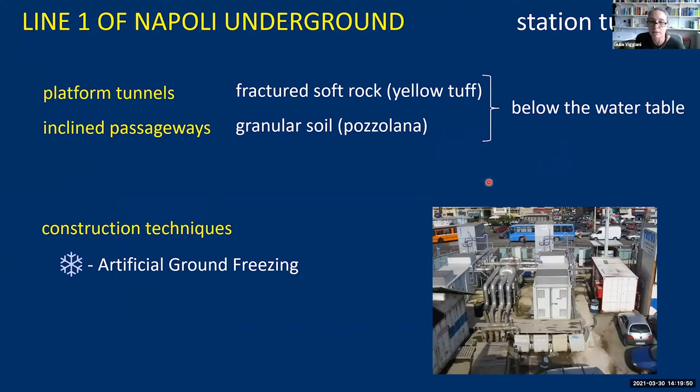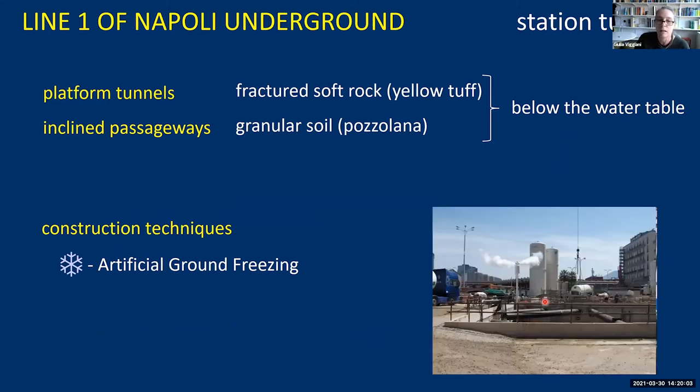Here is the plant to recirculate the brine. You can see this is a plant that is essentially used to re-refrigerate the brine when it comes out of the freezing tubes, whereas this is the nitrogen freezing, and you can recognize it if you ever walk next to a civil engineering work and you see this white puff. This is the exhaust nitrogen coming back to the atmosphere.